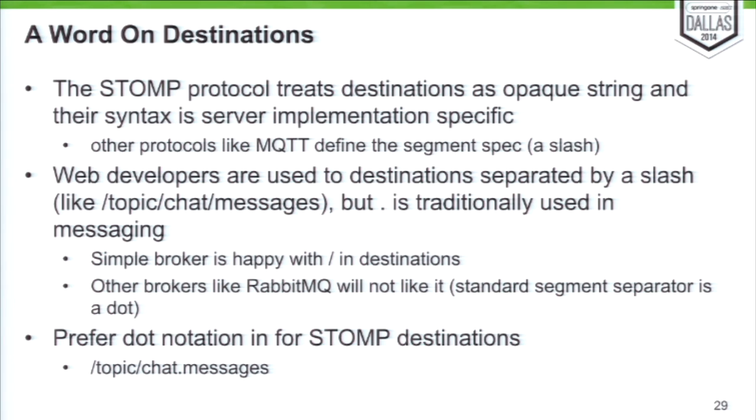For instance, it defines that the segment separator is a slash. So in STOMP, we don't have any specification on how to define destinations. It's up to you, the developers, who are building these destinations, but you have to be aware of how the broker is actually processing them.